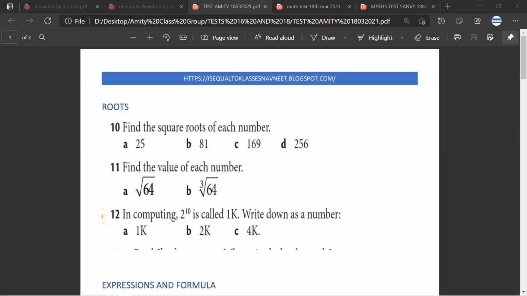Okay. So Soumya, how should I do this question? Question number 12. So if 1k is 2 raised to 10, then 2k, which is the double of 1k, will be 4 raised to 10.